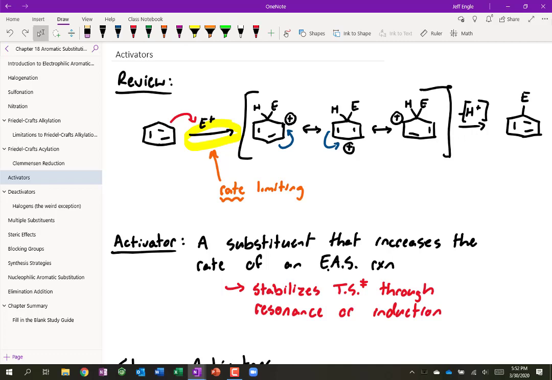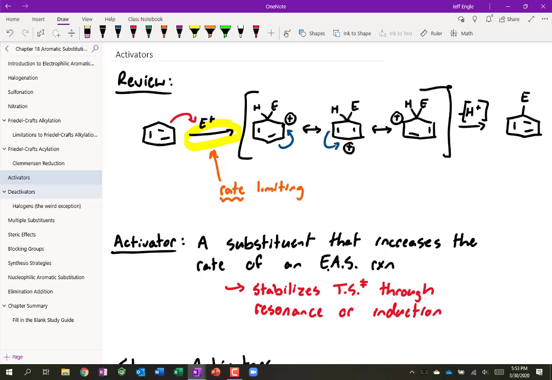All right, during our last video, we were looking at activators for electrophilic aromatic substitution. We said that the rate-limiting step of an electrophilic aromatic substitution reaction is formation of the sigma complex, meaning this carbocation that's resonance stabilized. We know that this is the rate-limiting step because we have to break aromaticity in order to form that intermediate. An activator is a substituent that increases the rate of the reaction, so we can infer that it must stabilize the transition state where we're forming our sigma complex for this reaction.